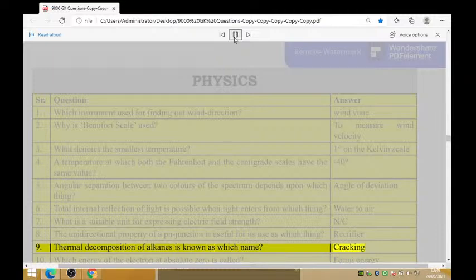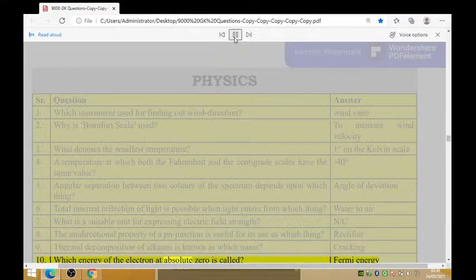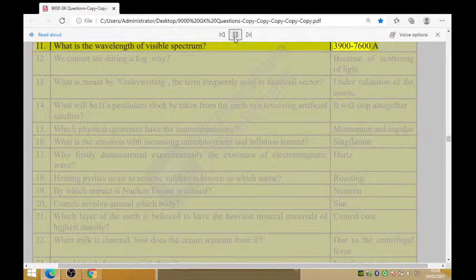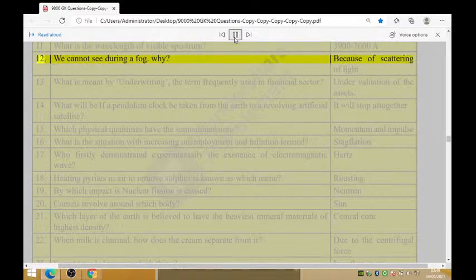9. Thermal decomposition of alkanes is known as which name? Cracking. 10. What is the energy of the electron at absolute zero called? Fermi energy. 11. What is the wavelength of the visible spectrum? 3900 to 7600 angstrom. 12. We cannot see during a fog. Why? Because of scattering of light.